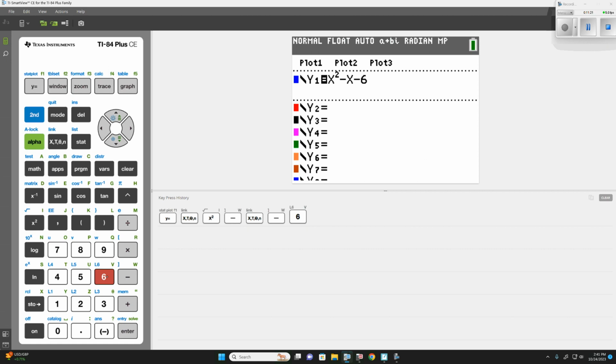Let's restart. So x, and then it's squared. Okay, now we're good. Minus x minus 6. Once you get it all typed in, again, we want to graph it, yes? So hit graph.